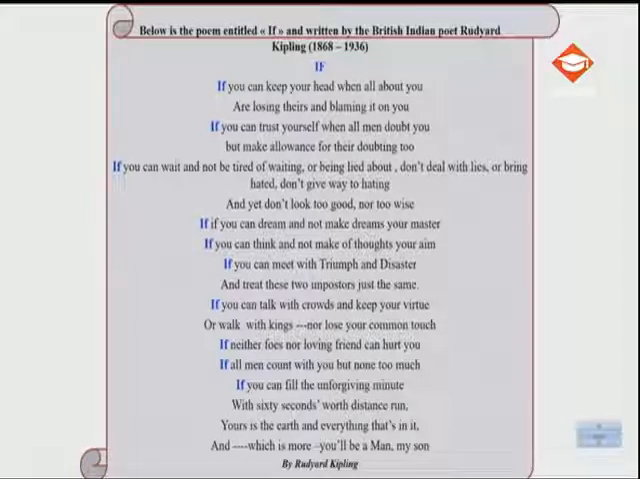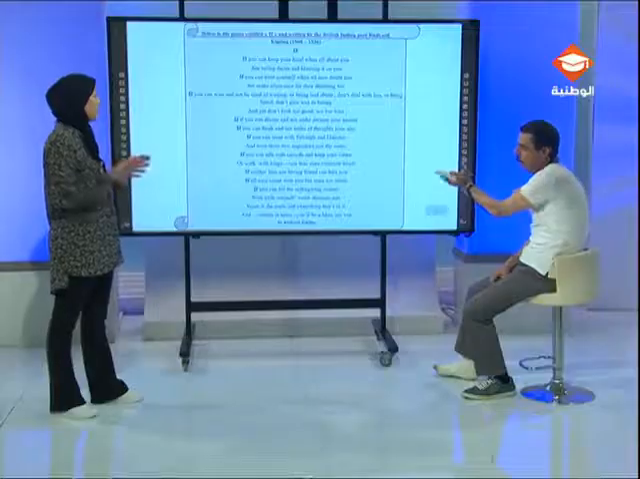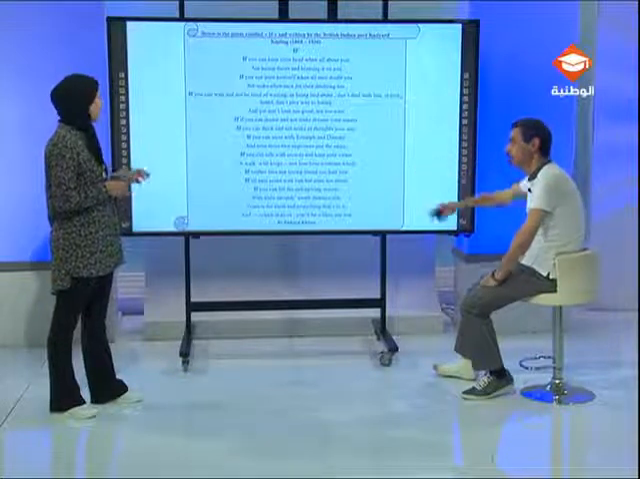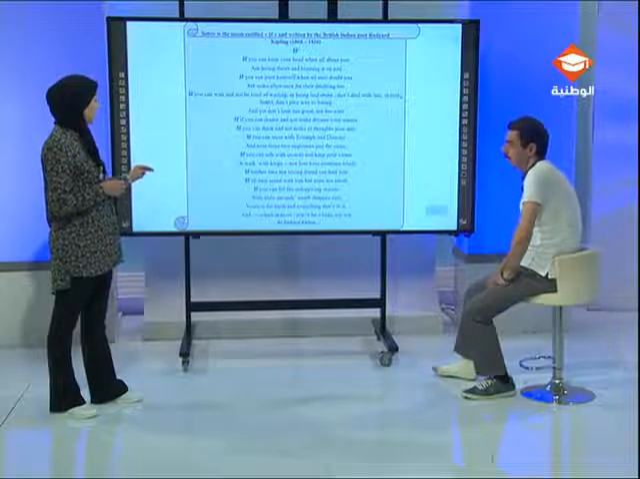In this poem, as you can see, we do not have just one condition. We have a lot of conditions. So it is very hard to respect all these conditions. And as you did say, and you were right, whenever there are conditions, we expect to find a result of the condition. In your opinion, where do you think the result appears? I think it's the last part of the poem, mainly the last two lines. Yes. Because we have here, if you can fill the unforgiving minute with sixty seconds' worth of distance run. So it's already the conditional statement, the main clause and the last condition. And the last two lines, I think we have the result.